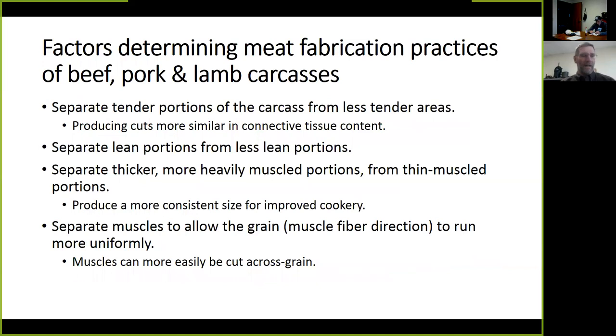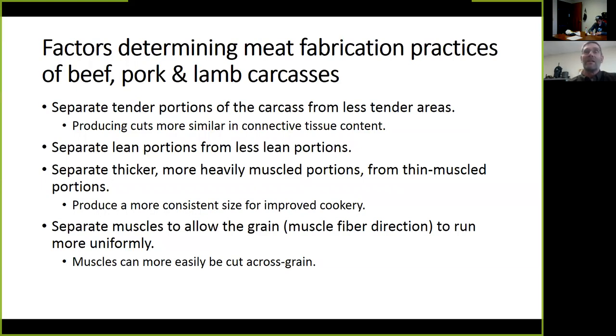I want to go over now some factors that are necessary for determining why we cut meat. What are the factors involved in determining why we cut meat? The first one is, I think, to separate the tender portions of the carcass from the less tender portions. Basically this is done by separating muscles or parts of the carcass. Today we separate more individual muscles than we've done in the past, but we separate parts of the carcass based on their connective tissue content. Connective tissue is proteins that are tough, and they're tough because they give the animal strength.